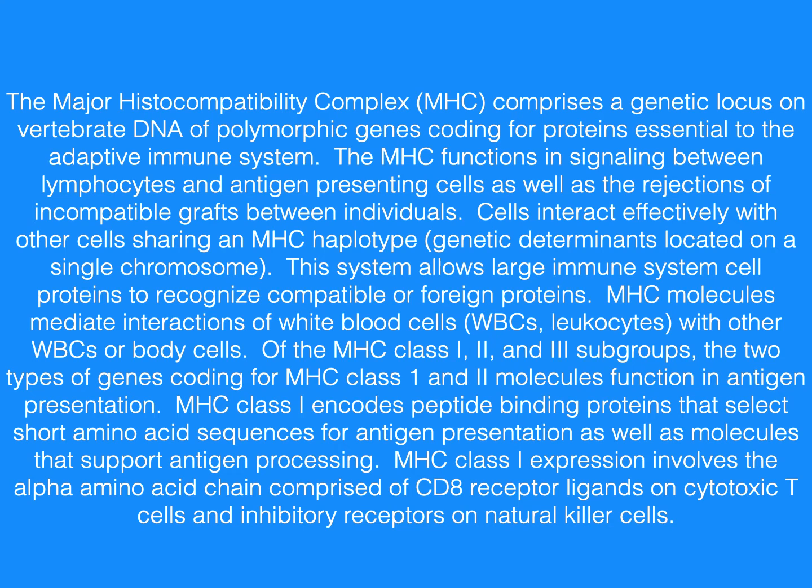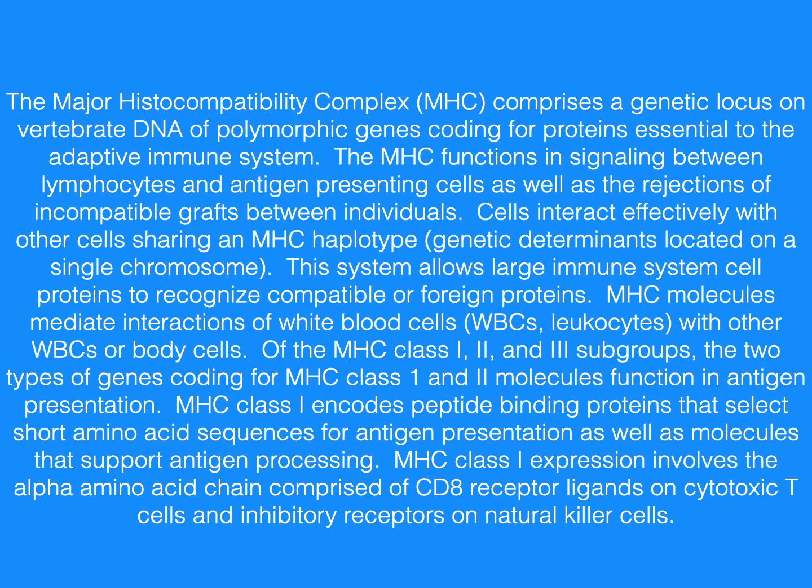The major histocompatibility complex comprises a genetic locus on vertebrate DNA of polymorphic genes coding for proteins essential to the adaptive immune system. The MHC functions in signaling between lymphocytes and antigen-presenting cells, as well as the rejection of incompatible grafts between individuals. Cells interact effectively with other cells sharing an MHC haplotype. This system allows large immune system cell proteins to recognize compatible or foreign proteins.